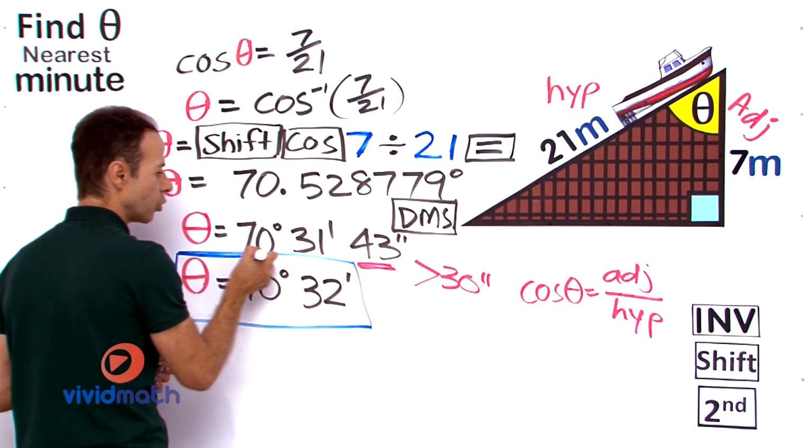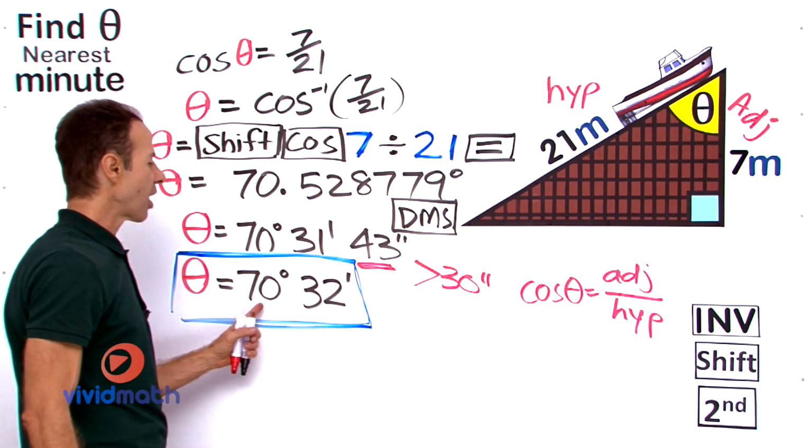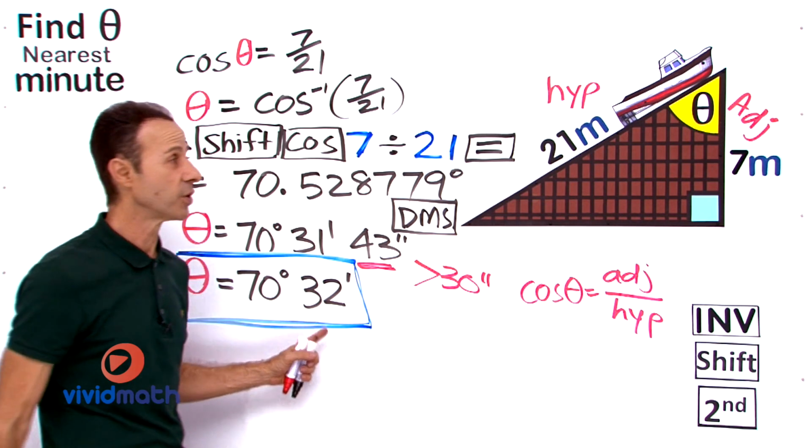So the boat will be launched down a ramp which is inclined 70 degrees 32 minutes with the vertical right in there.